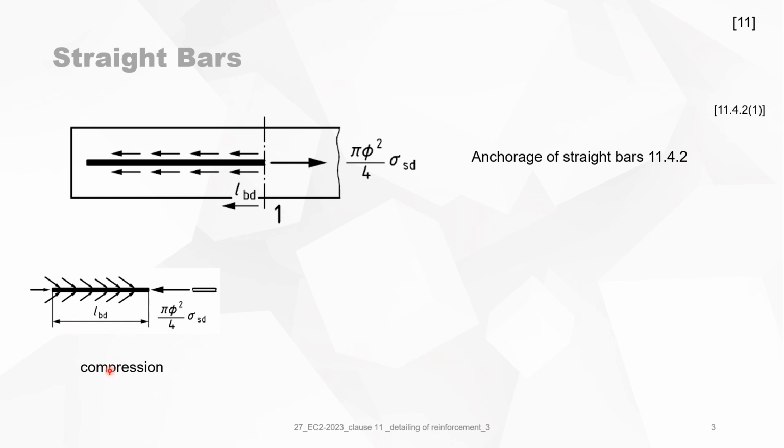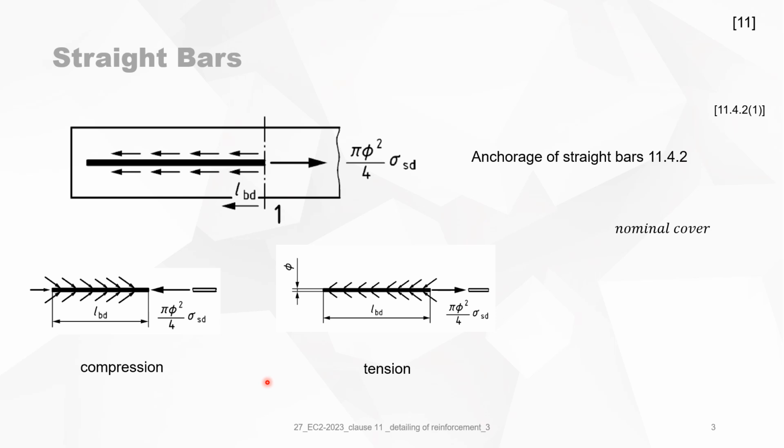Looking at forces, you can see that when the external force is a compression, equilibrium can be obtained by the compression field that is developed alongside the anchorage length. In tension, the compression field is in the other direction, but it's in fact exactly the same phenomenon. It's the same principle in compression as in tension.